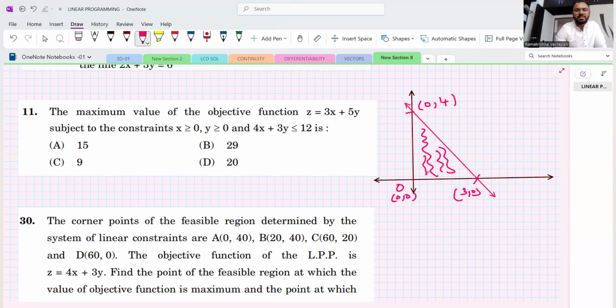So you just substitute these corner points. At 0 comma 4, you will get 20. At 3 comma 0, you will get 9. At 0 comma 0, 0. So 20 is the maximum.